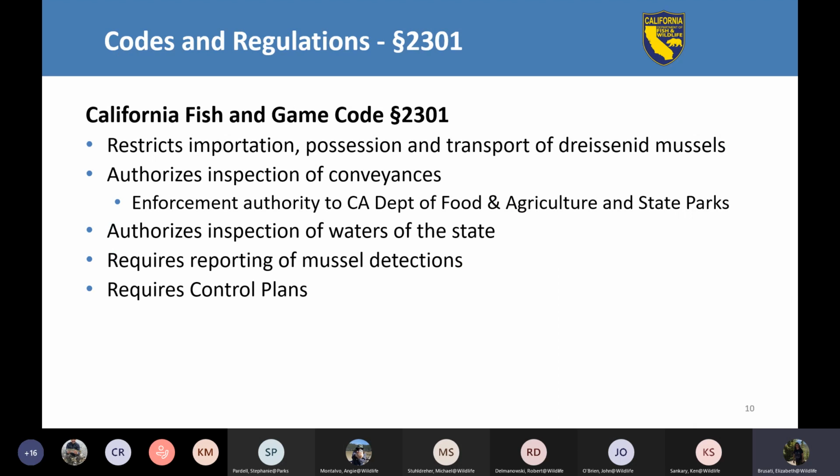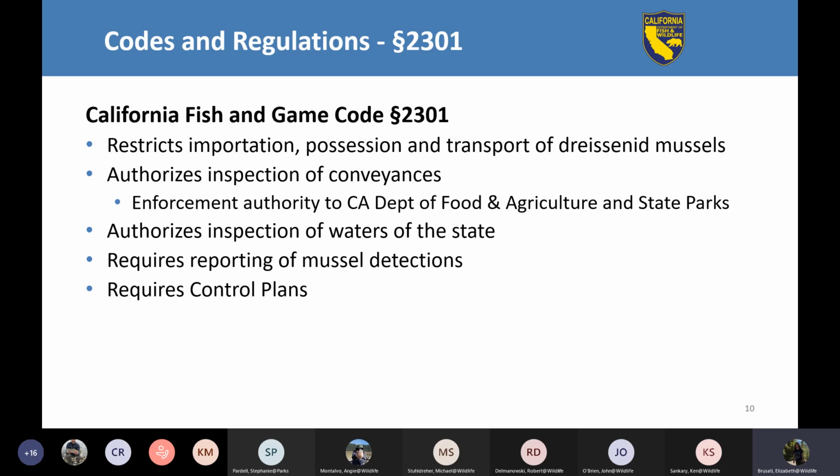So because of the damaging impacts of mussels, the legislature passed some laws in the early 2000s to address them, and these are now in California Fish and Game Code. There are a couple different sections that apply here. Fish and Game Code Section 2301 restricts the importation, possession, and transport of Dreissenid mussels. It also authorizes inspection of conveyances, so watercraft or the trailers that they're on. The enforcement authority for that is given to the Department of Food and Agriculture and to state parks.